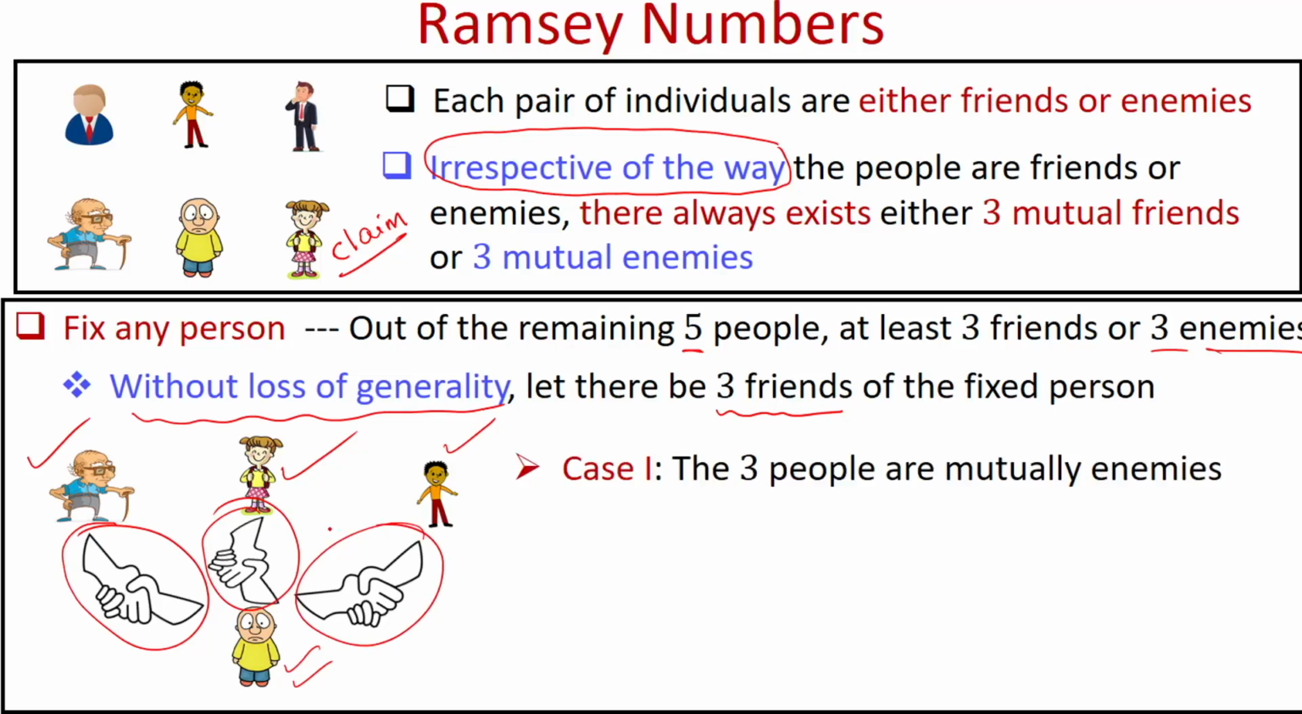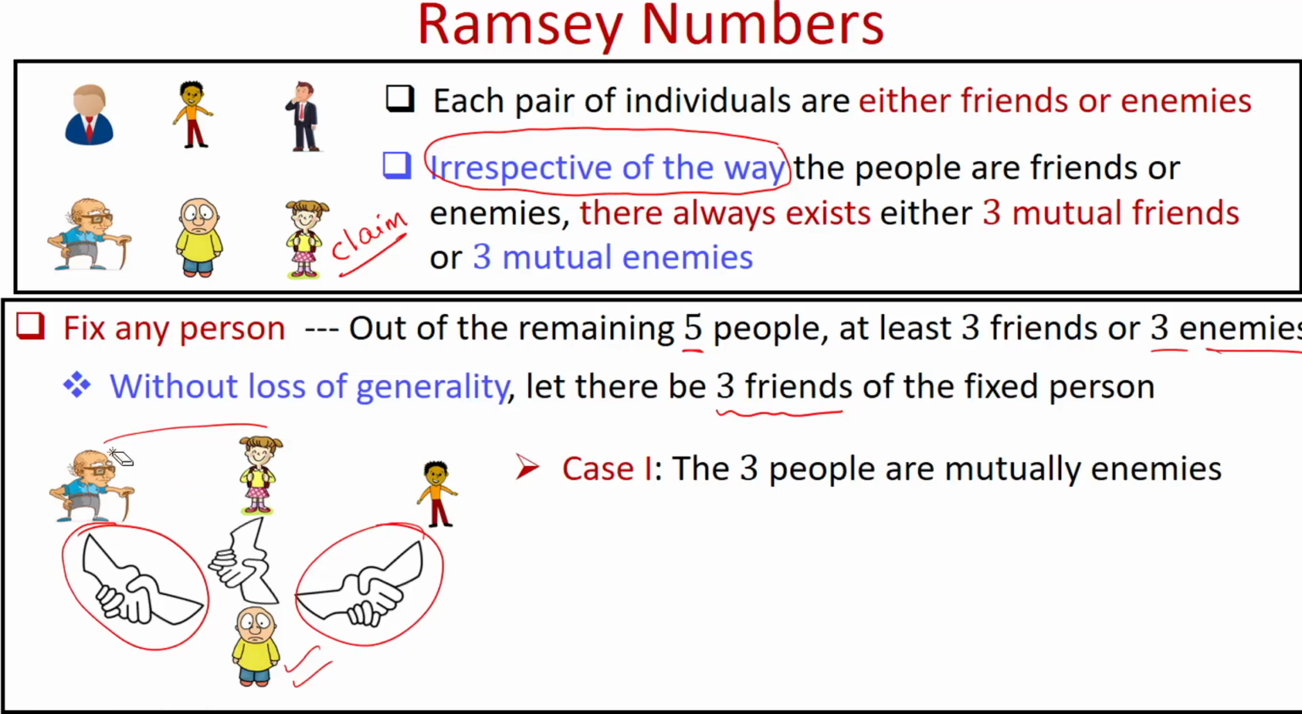Now I can say that the following two cases hold. The three people who are friends with this fixed person can be mutual enemies. That means these two are enemies, and these two people are enemies, and these two people are also enemies, right? So if this is the case, then I have three people who are mutual enemies with each other, and my claim is true.